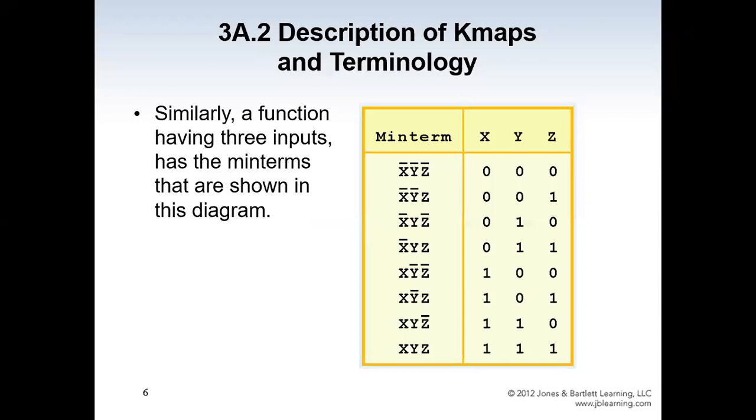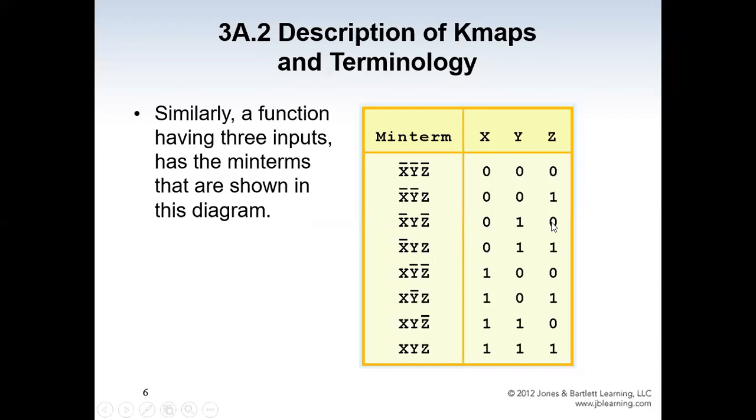So what happened? 0, 0, 0. If I am writing x bar, y bar, z, then 1. We discussed this just now, okay? Then x bar, y, z bar. So what is the value? 0, 1, 0. x bar, y, z is 0, 1, 1. It is how much?